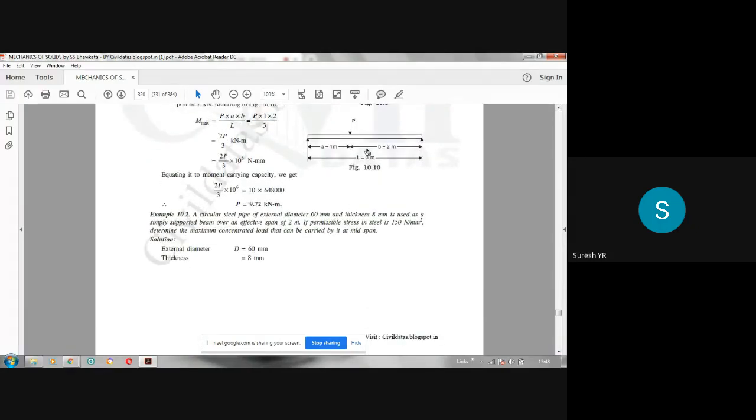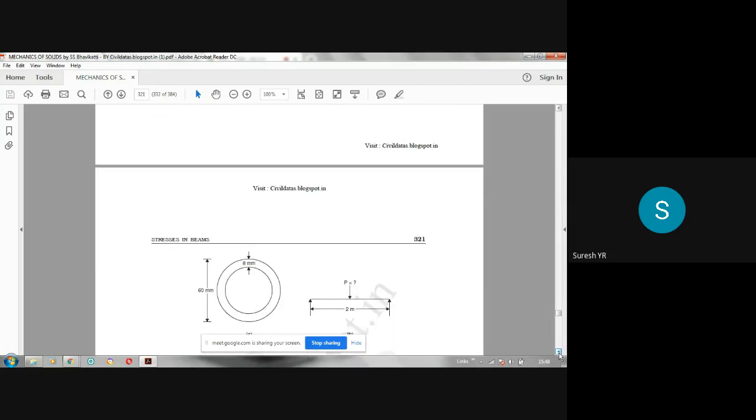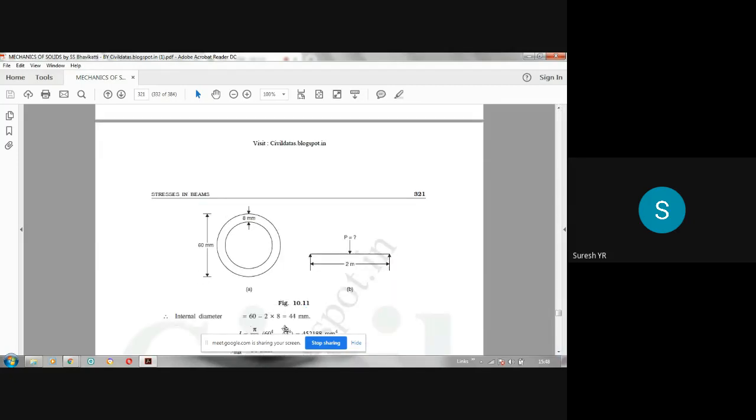One is a concentrated load and another is a UDL. Let us take the next problem. Circular section. A circular steel pipe of external diameter 60 mm and thickness 8 mm. See here, it is a hollow circular section, a pipe of external diameter capital D 60 mm and thickness 8 mm. So therefore your small d will be 60 minus 2 times t, is it not? The small d will be 60 minus 2 times 8, which is 44 mm. The inner diameter is 44.